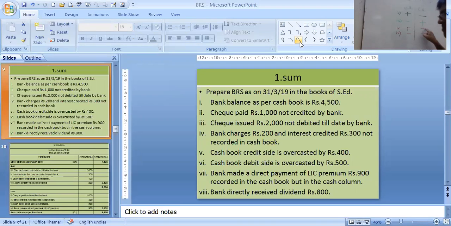If the bank has made a charge and the cash book has also recorded it on the credit side, meaning the payment side, then there is no entry. If the cash book has not recorded it, or recorded it on the debit side instead of the credit side, because the bank has charged, the cash book should also record it on the payment side. If the cash book doesn't record it on the payment side, or has not recorded it, then only we record it.